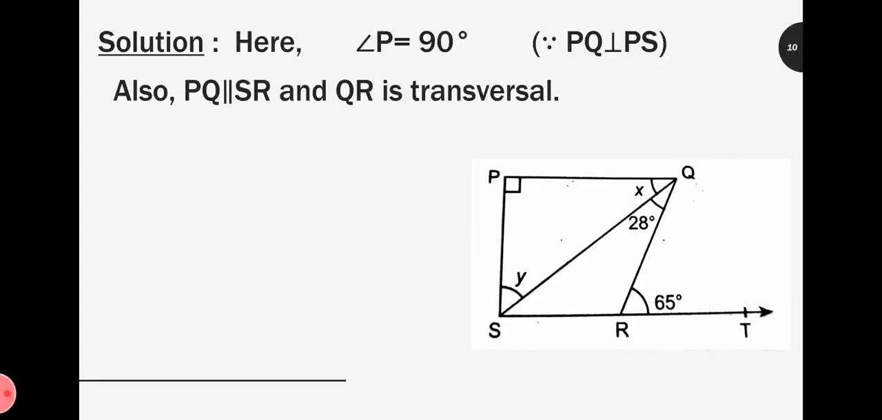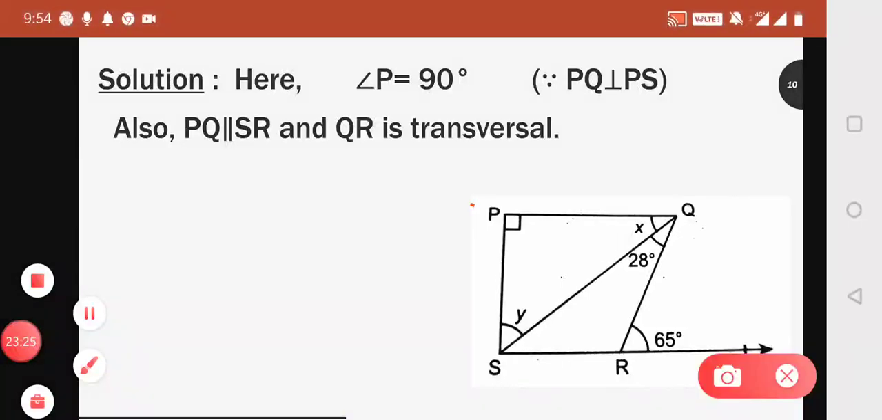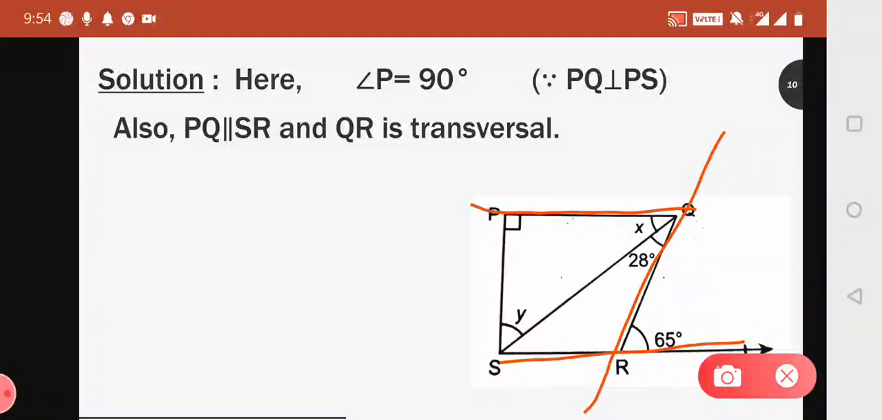So we select QR as transversal, that is we have taken PQ parallel to SR, and this QR we have taken as our transversal. So according to this, these two angles, that is the whole angle PQR, will be equal to angle QRT. They will make an alternate interior angle pair. So these both angles will be equal. But we know that angle PQR is divided into two parts, that is X plus 28 will be equal to this, already given as 65 degree. So using this, we will find the value of the missing X.